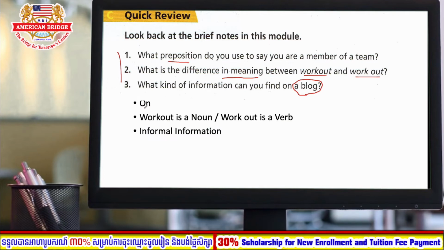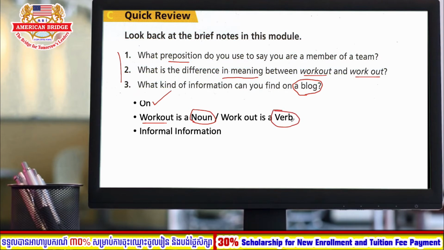The preposition that you can use when you want to say you are a member of a team is "on." You are on a soccer team, you are on a volleyball team, so it means you are a member of those teams. The difference in meaning: "workout" is actually a noun, while "work out" with the space is a verb. When you look at the function of this word, you can clearly see the difference in meaning.